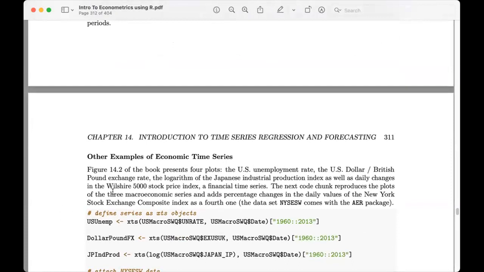So these are other examples of key macroeconomic variables like the US unemployment rate, the US dollar to British pound exchange rate, the logarithm of the Japanese industrial production index, as well as daily changes in the Wilshire 5000 stock price index. So now we look at some R code in the next code chunk to produce plots of three macroeconomic series and add percent changes in the daily values of the New York Stock Exchange Composite Index as a fourth one.